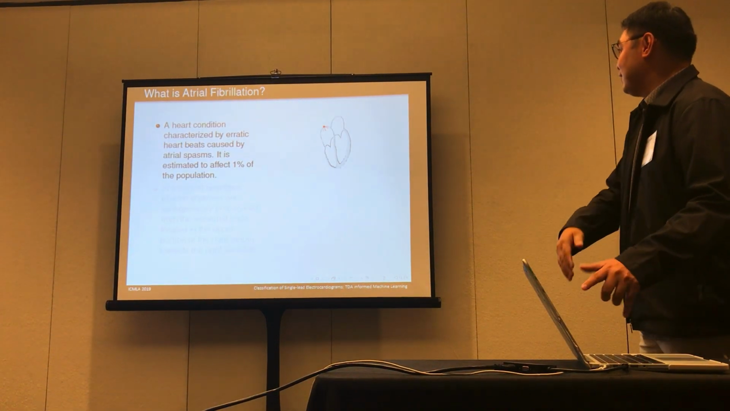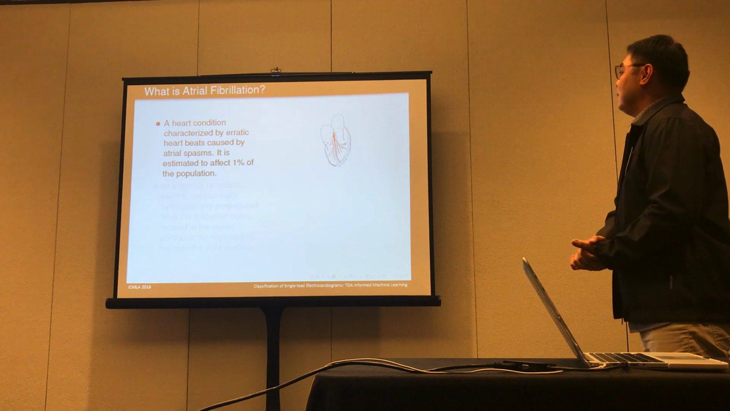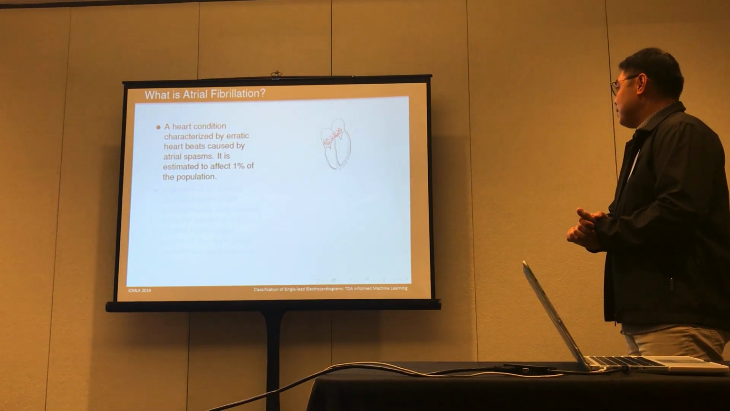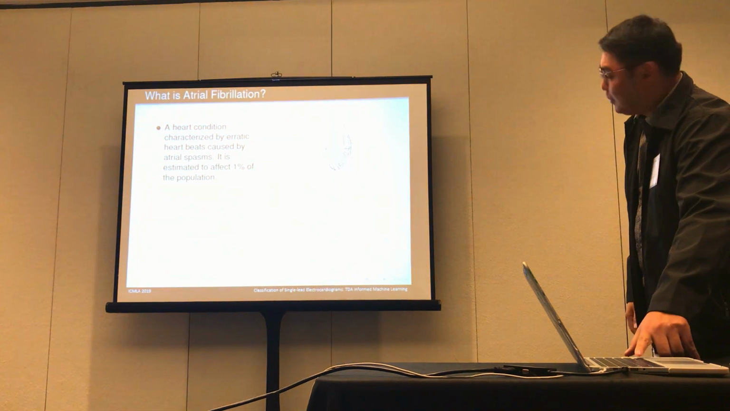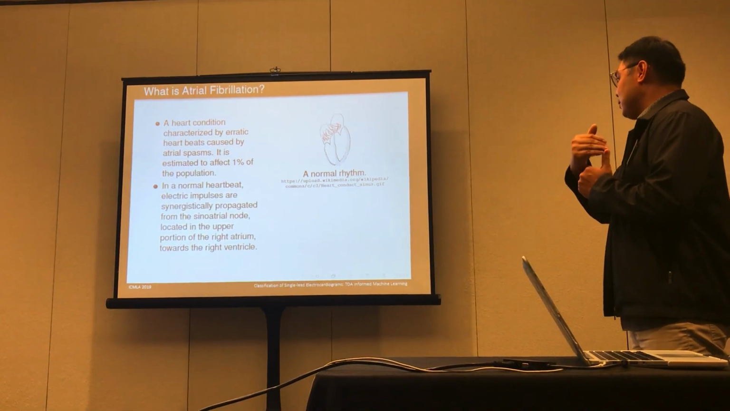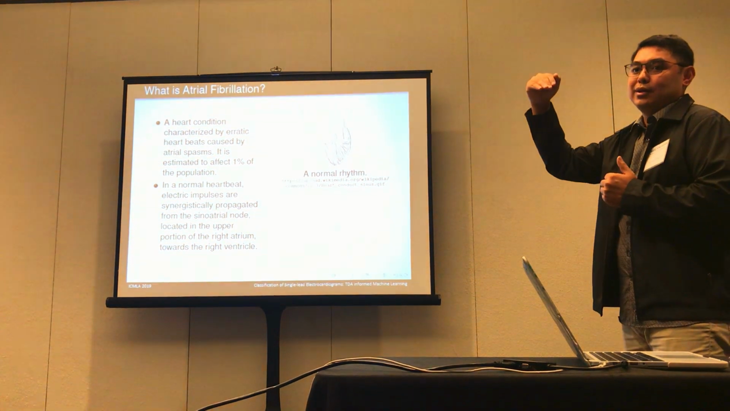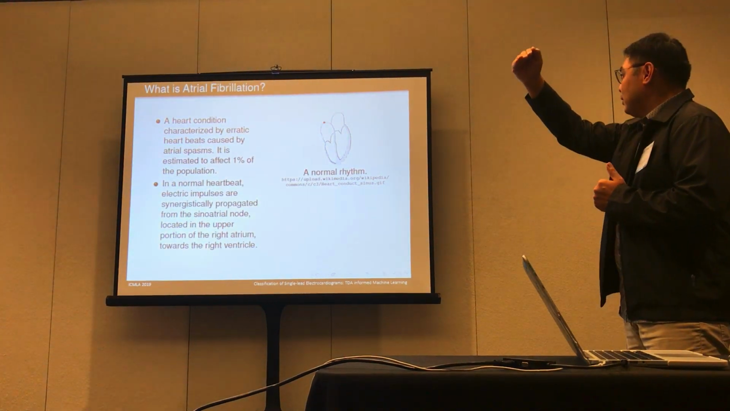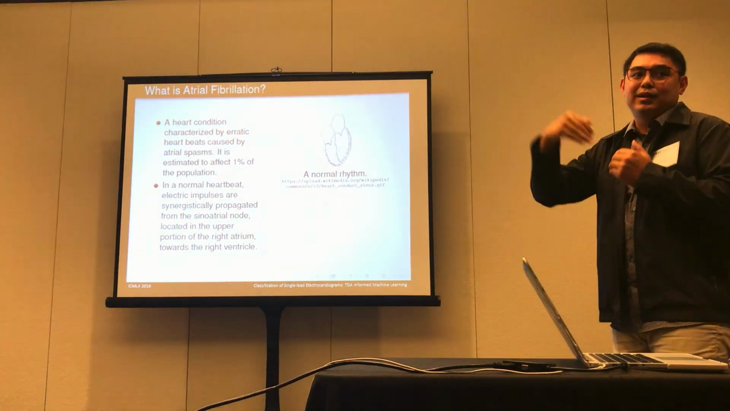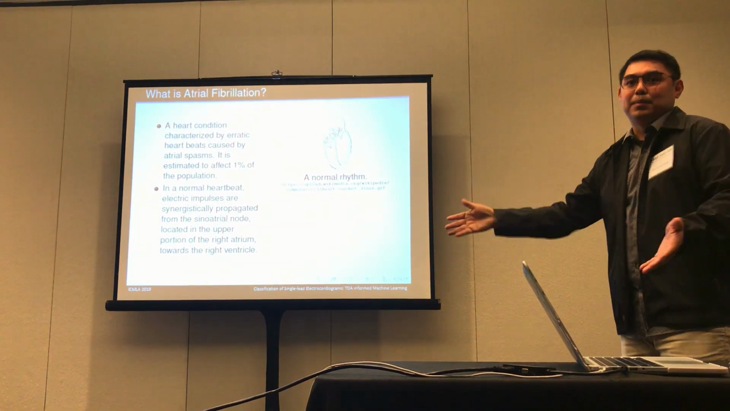So what is atrial fibrillation? It is the most common form of arrhythmia. It affects 1% of the population. In a normal heartbeat, the blood flow is dictated by the synergistic propagation of the signal from the sinoatrial node. The signal travels to the atrium, and then a gatekeeper receives the signal and opens the gate of the ventricles, and then the ventricle pumps out the blood.